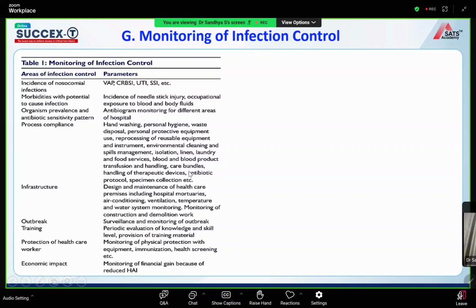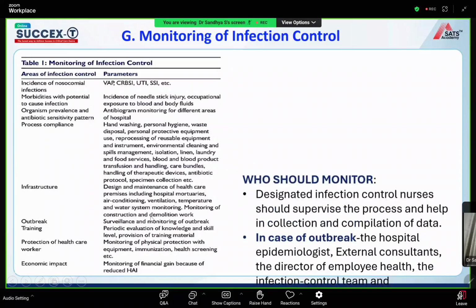And the infrastructure, whether it's adequate to provide adequate control, whether the ventilation, the spacing, everything is adequate. These are the areas where an intensivist should act. If you are asked to write about the role of intensivist, this is a very important slide. So this is the point at which the intensivist should act upon. Then outbreak training should be there, protection of healthcare worker and economic impact. All this should be monitored to prevent hospital-acquired infection.